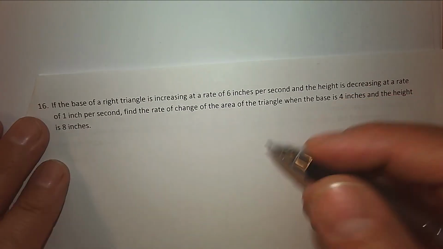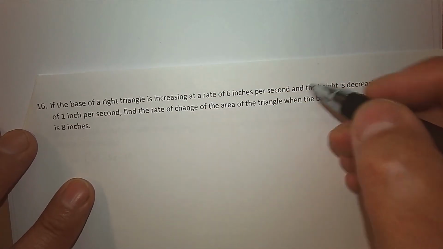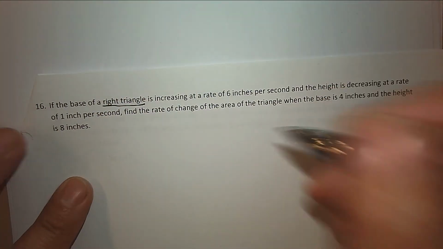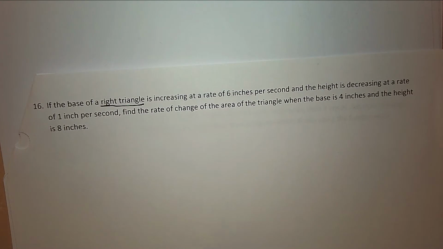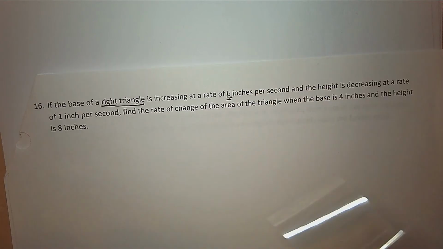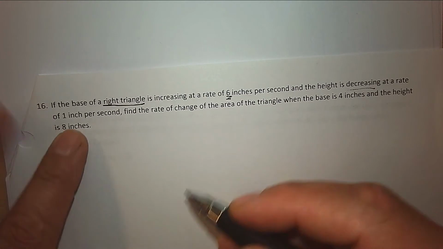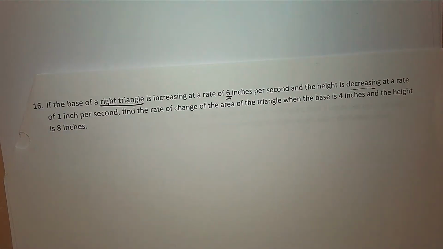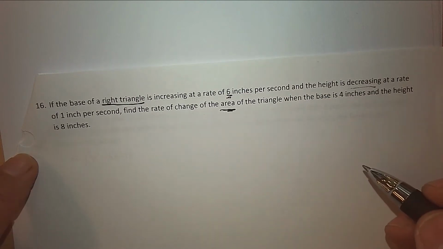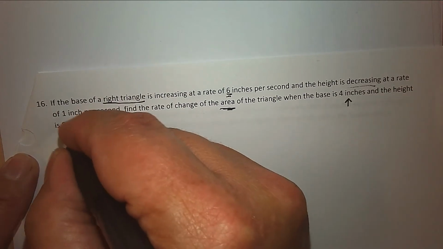If the base of a right triangle is increasing at a rate of 6 inches per second. So the shape I'm working with is a right triangle. This right triangle is changing over time. So the rate the base is changing is increasing by 6 inches. So it's getting bigger by 6 inches, the base. The height is decreasing by 1 inch per second. So the height is actually shrinking over time. And it says find the rate of the area over time of the triangle. And particularly exactly when the base is 4 and the height is 8.